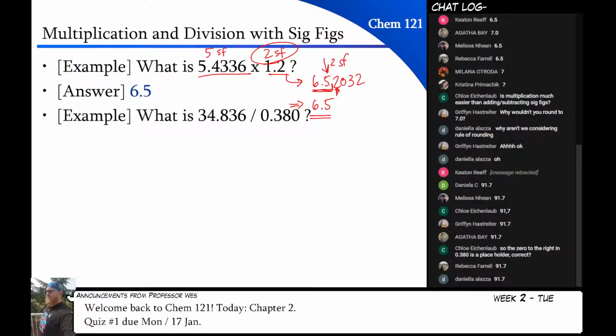The 0 on the right of 0.380 is not a placeholder. That is a sig fig, because remember the decimal rule.